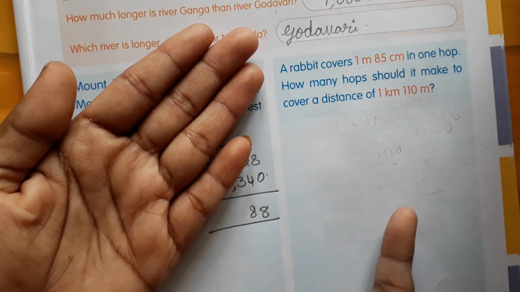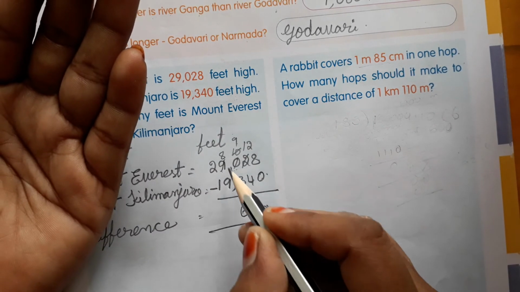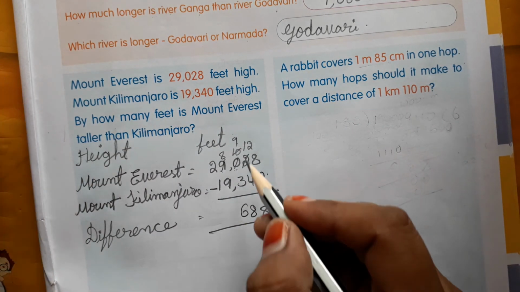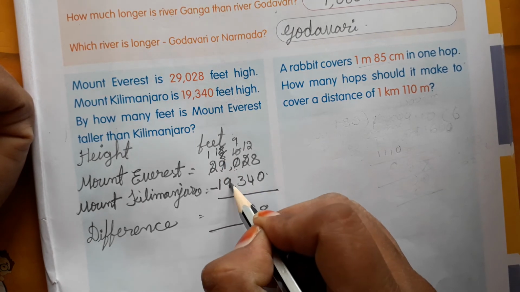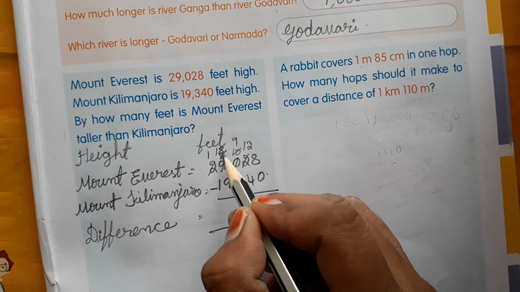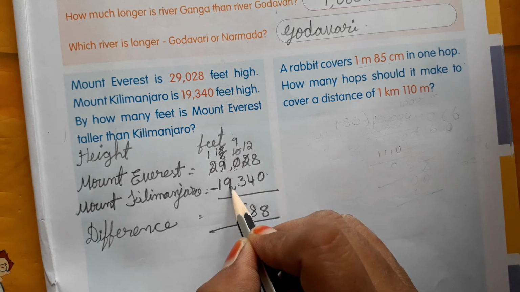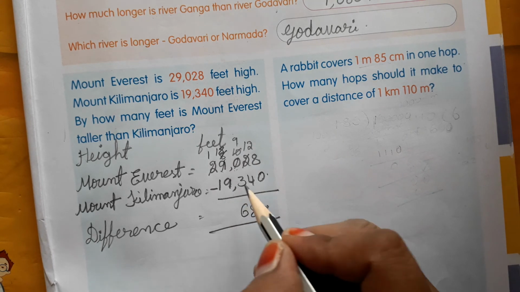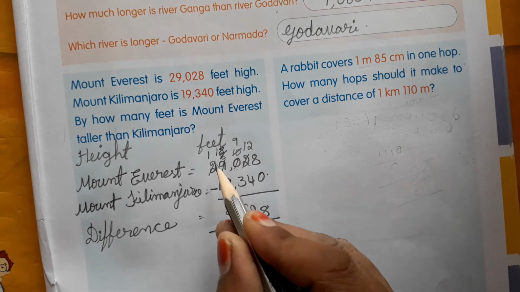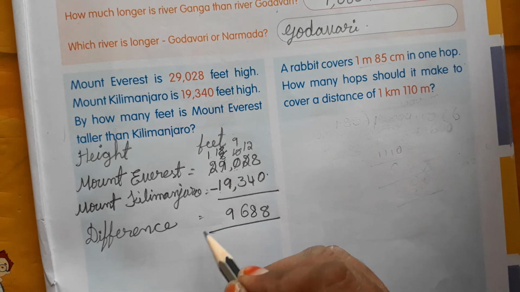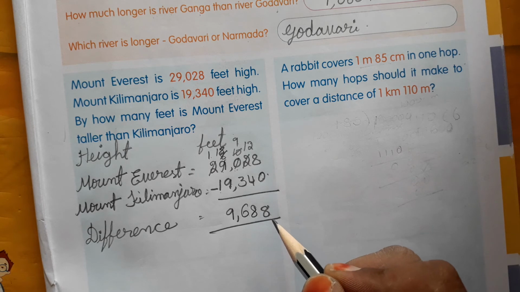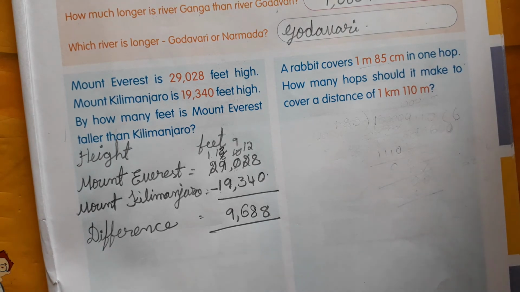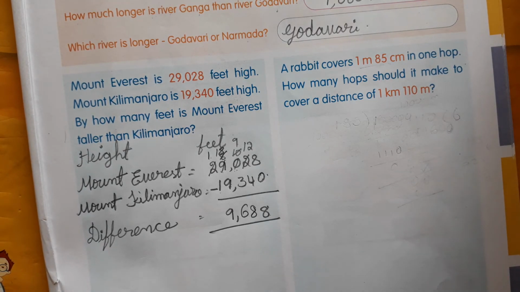9 minus 3, 6. 8 minus 9, not possible. Get borrow. 2 becomes 1, 8 becomes 18. 18 minus 9. In 18 there are 2 nines. So we are subtracting 1 nine. How many are remaining? 9. 1 minus 1, 0. No need to write 0. So 9,688 feet. The difference between those two mountains.